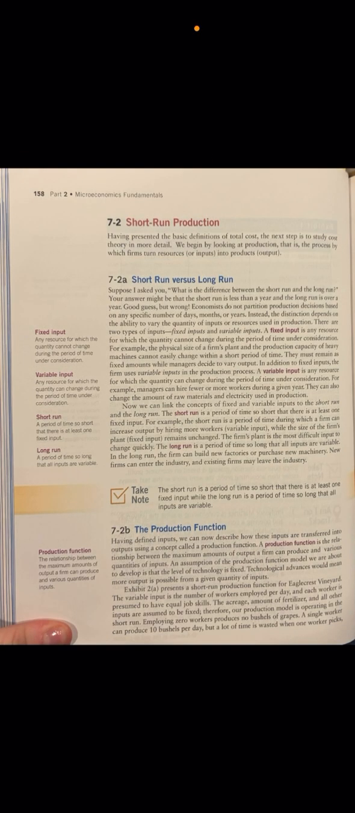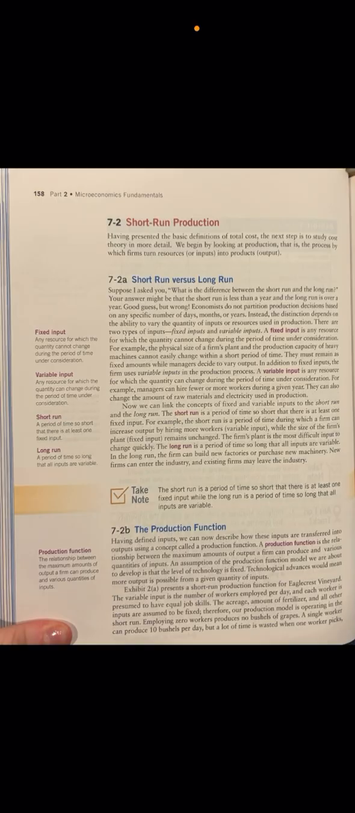7-2. Short-run production. Having presented the basic definitions of total costs, the next step is to study cost theory in more detail. We begin by looking at production, that is, the process by which a firm turns resources or inputs into products, output. 7-2a. Short run versus long run.